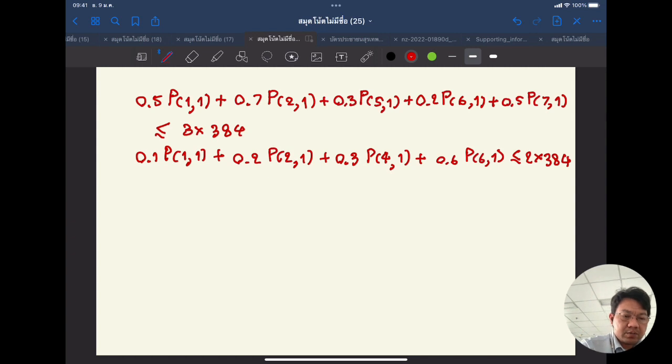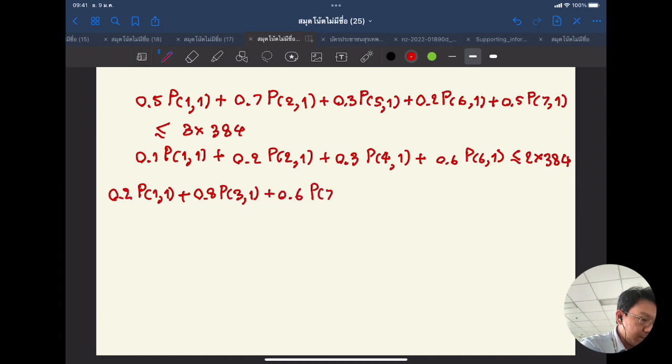Okay, and the next one is horizontal drilling. For horizontal drilling, we need 0.2 for product 1 and 0.8 for product 3 and 0.6 for product 7. And this number must be lower or equal to 384.